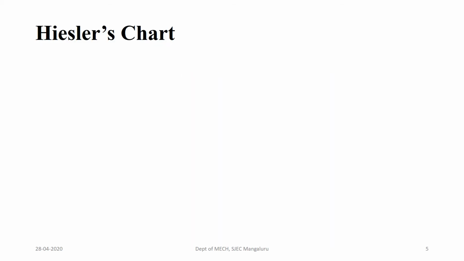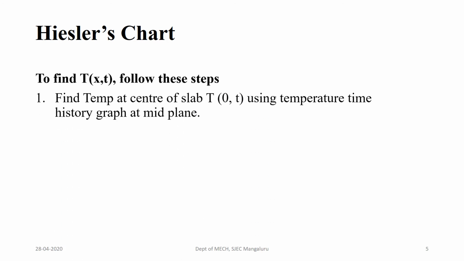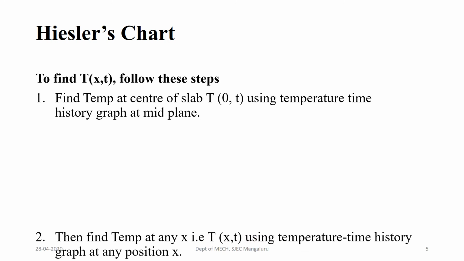Right? Now we will explore what is there in the Heisler chart. In order to find temperature at any x comma t, there are three graphs used for each solid. The first chart will give you the temperature at the center of the slab, that is T of 0 comma t for a given time.